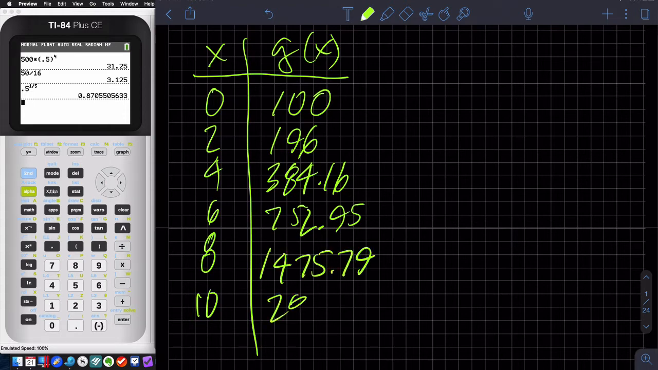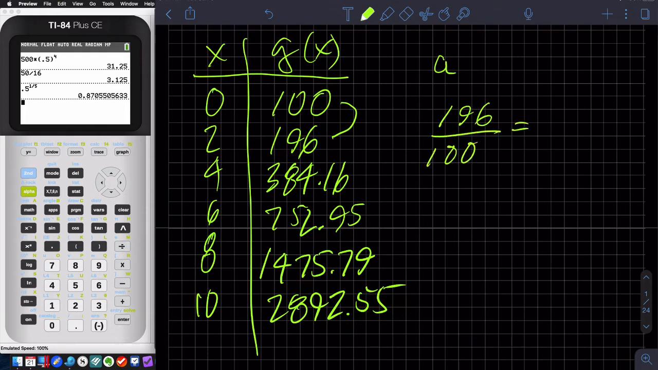1475.79 and 2892.55. Now, how do I know that it's exponential? Well, remember, exponential means there's a multiplicative factor that's constant. In other words, that a value is constant. So what did I have to multiply 100 by to get 196? So how do I figure that out? 196 divided by 100 equals 1.96.